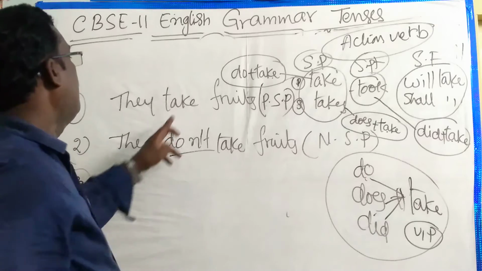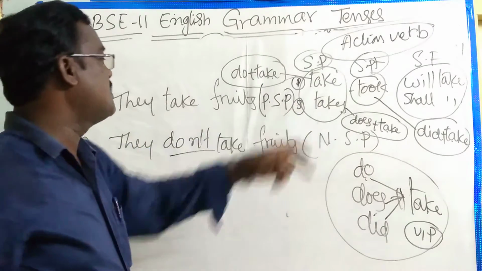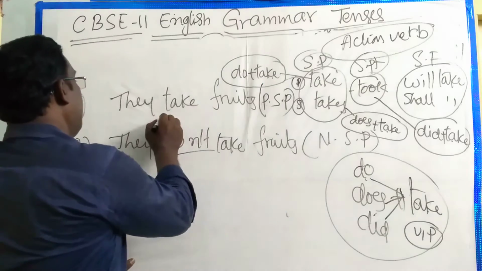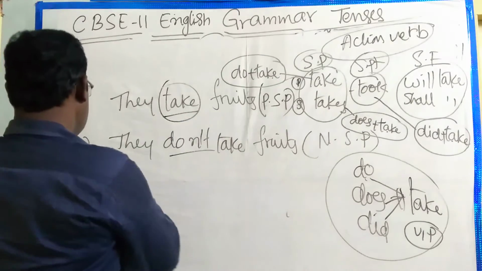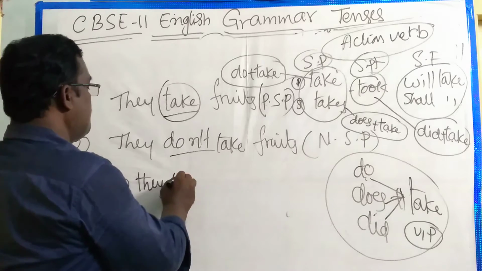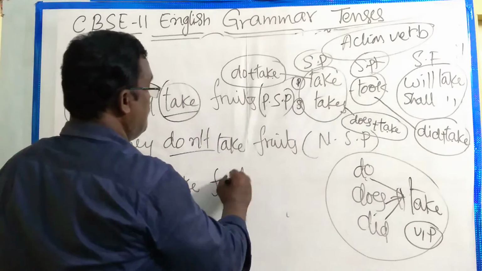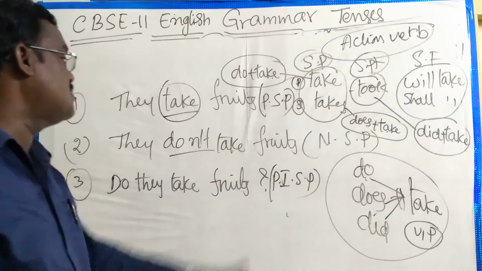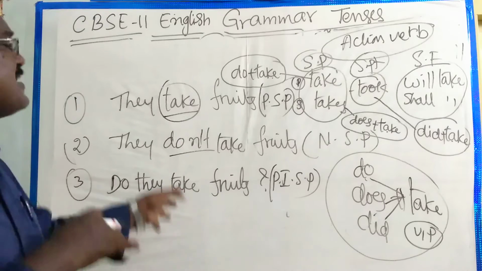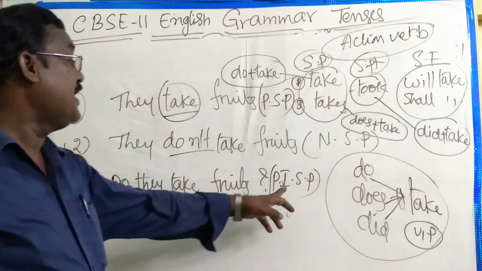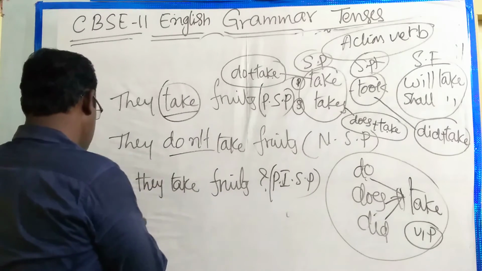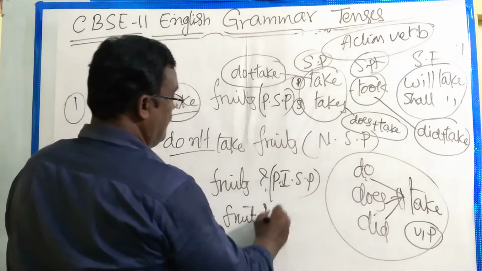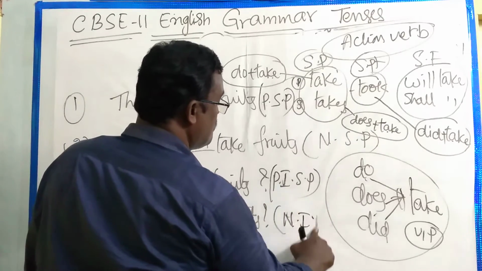Now, see here. Positive interrogative simple present tense we are going to write. Interrogative sentence means take, immediately we have to divide into do plus take. So first we have to write do, next subject, next remaining part take. Do they take fruits? Immediately question we have to give. This is called positive interrogative simple present action verb. Positive means there is no not in the sentence. Now, negative interrogative simple present tense. Don't they take fruits? This is a negative interrogative simple present tense.